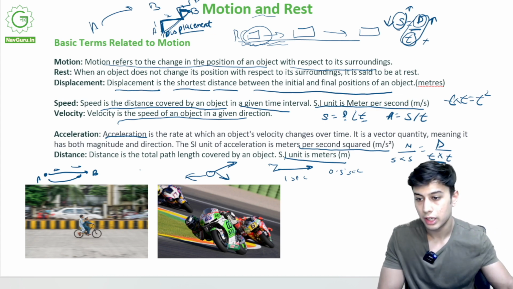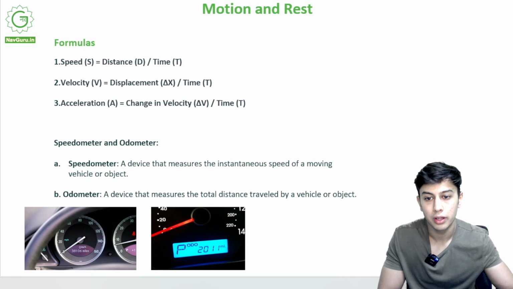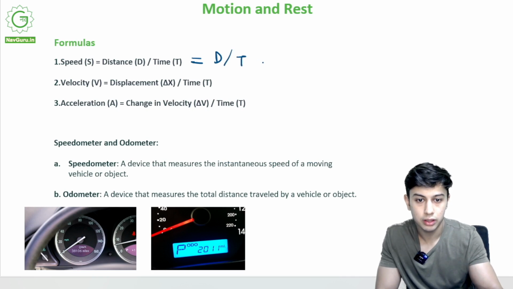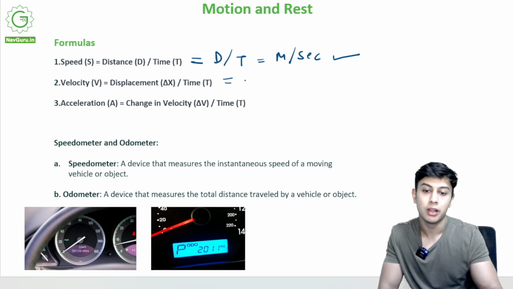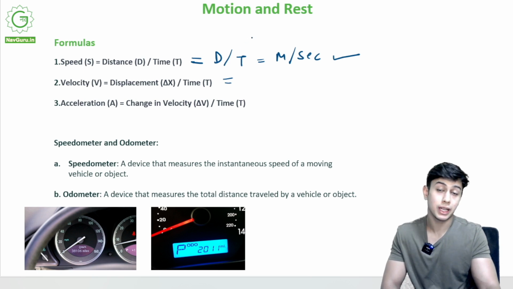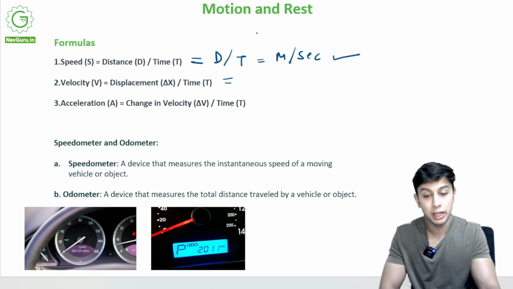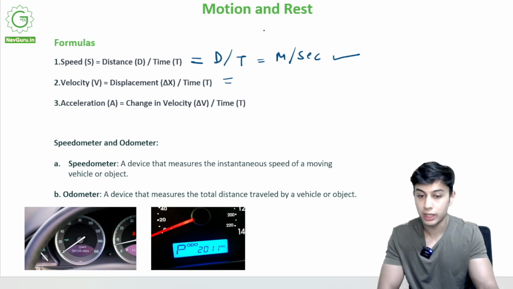Now we come to the speed formulas. So write d upon t, meter per second, always remember this. Velocity is displacement upon time. Why displacement? Because displacement has direction. It is a vector quantity. Vector means direction and magnitude. If it was scalar, it won't have any direction.